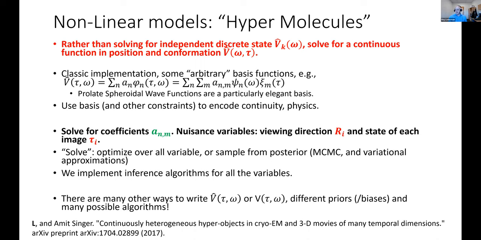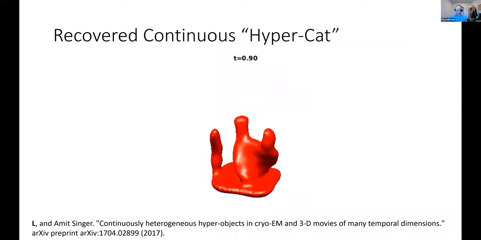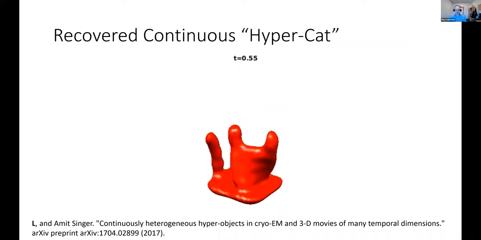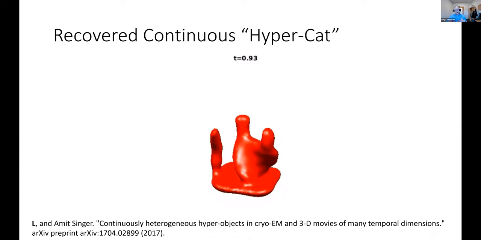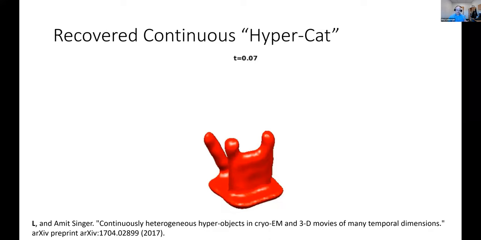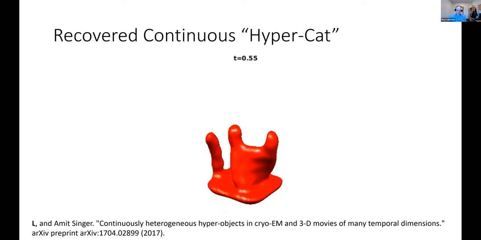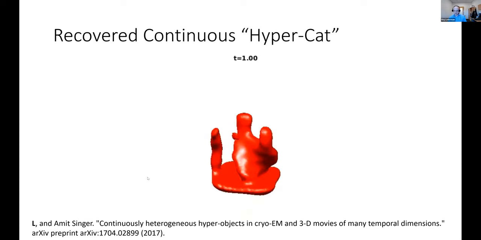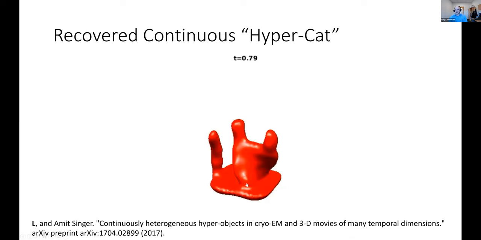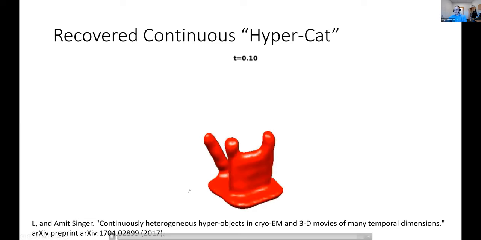So there are many different ways of writing these functions. Before this, I'll just show you an example with the cat. These are the original experiments we did, throwing in simulated cryo-EM images from different viewing directions. You don't tell the algorithm which viewing direction it is from, you don't tell it which conformation, and the algorithm runs some kind of a hack of stochastic gradient descent and finds this higher dimensional object that I'm showing here. I'm going through different tiles and showing you the three dimensional objects that it finds for these different tiles.